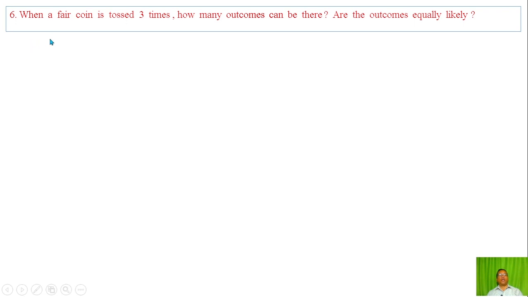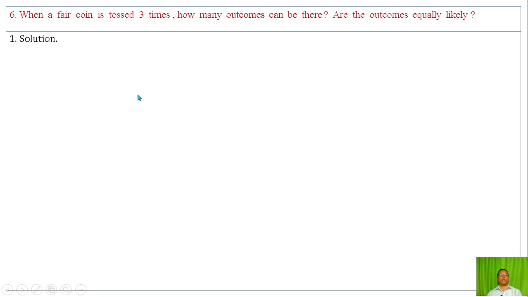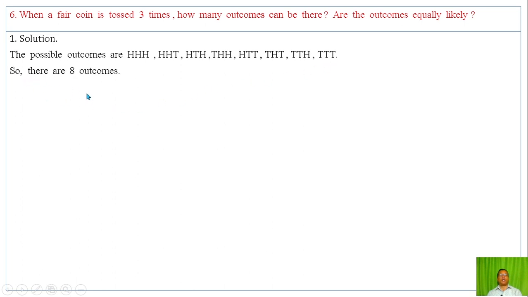Question number 6. When a fair coin is tossed 3 times, how many outcomes can be there? Are the outcomes equally likely? The possible outcomes are listed, so there are 8 outcomes. Yes, the outcomes are equally likely because they have equal chance of happening or not happening.